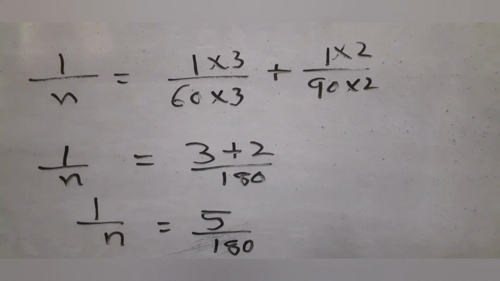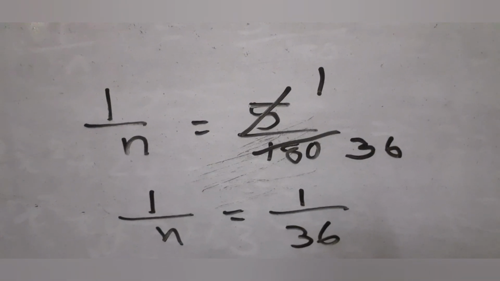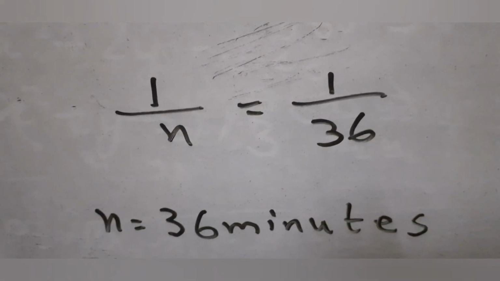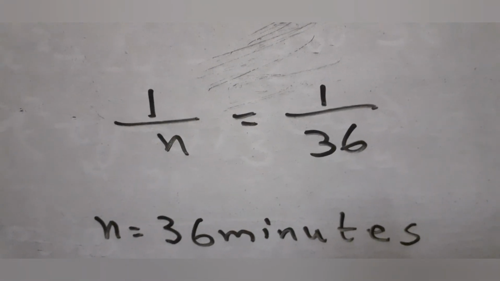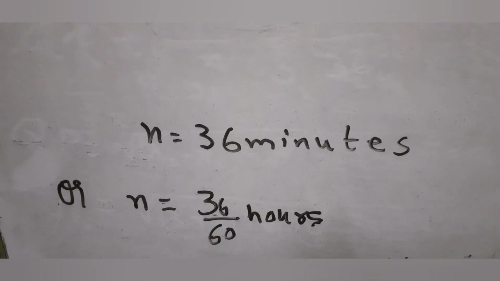1 by n equals 5 by 180. Cancelling off the common factor, we get 1 by n equals 1 by 36, which means n equals 36 minutes. We can also write n equals 36 by 60 hours, or cancelling off, n equals 3 by 5 hours.